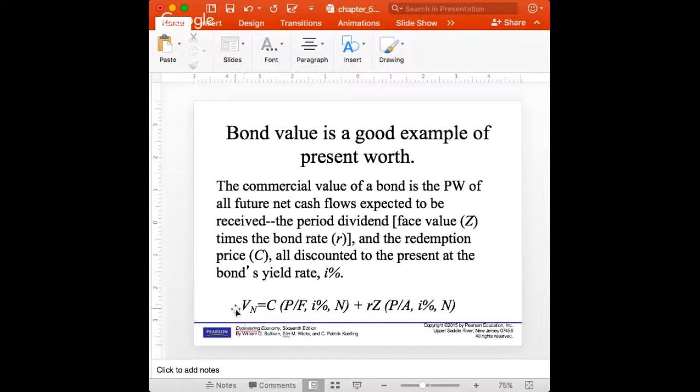n periods. So this V sub n is the value of the bond with n dividend periods remaining. So there's our n dividend periods. Plus R times Z, this is the dividend amount, the bond rate times the face value of the bond times P given A. Remember, this is a uniform periodic amount times P given A, I percent N. I percent is the yield rate. This represents what the bondholder will earn in terms of a rate of return on the bond.